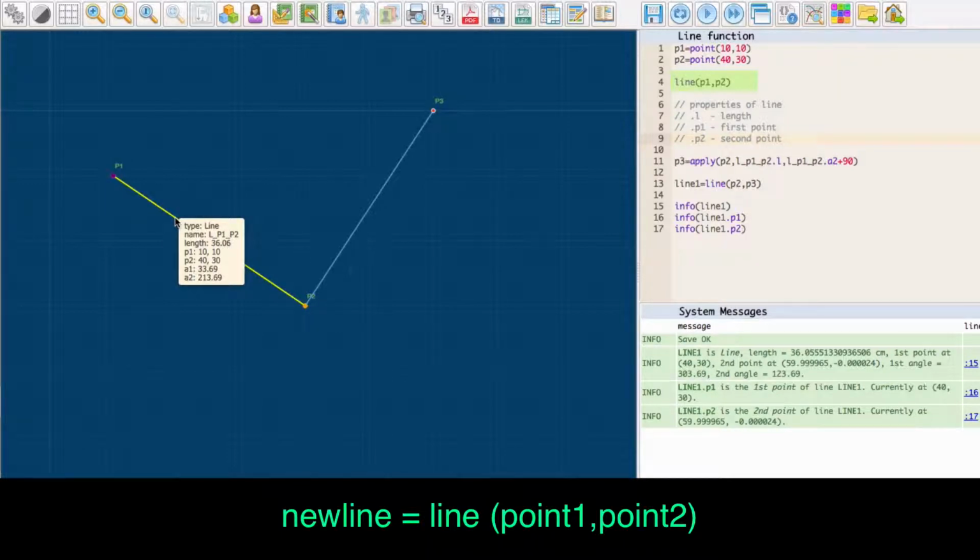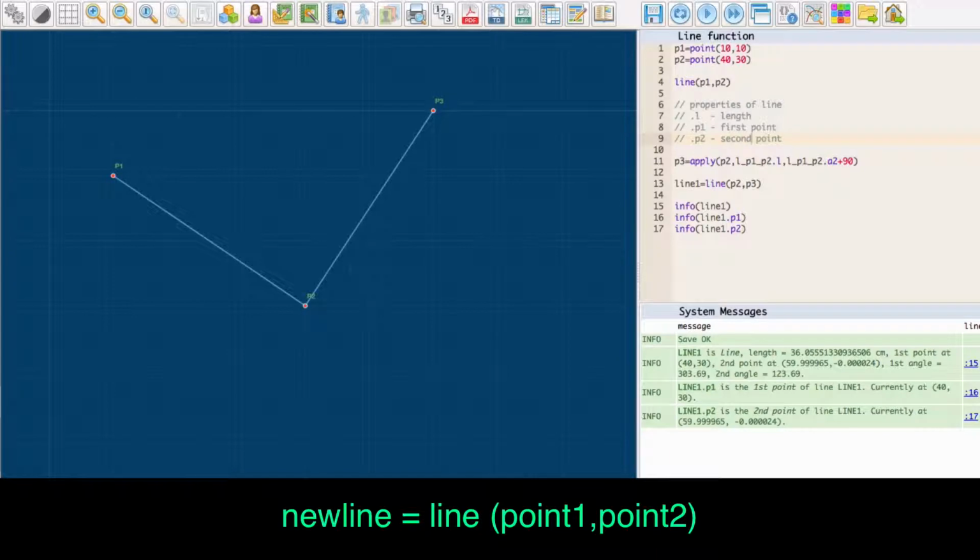If you hover over a line on the screen, it will be highlighted, and you will see a small pop-up window with information about this line. The first point is highlighted in violet, and the second point is highlighted in orange. You can see the name of the line here, the one that was created automatically using the names of the points. You can also see the length of the line in centimeters, coordinates of the first and the second point, and also the first and the second angle of the line.